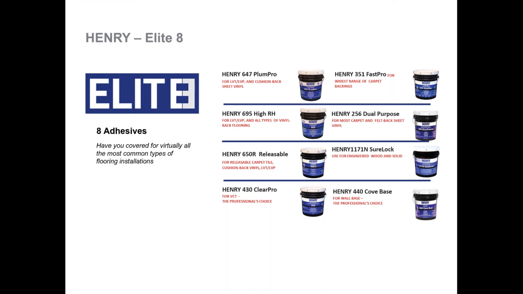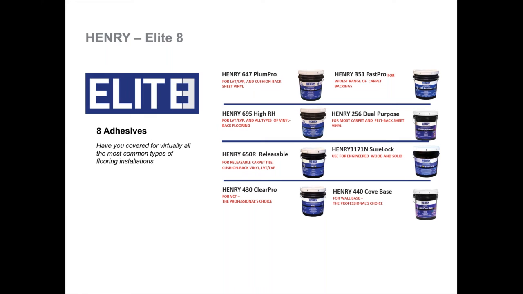Multi-purpose adhesive, 256 for carpet and felt back sheet. Another product that's been around for a lot of years, 351 for carpet. That product's been successful and around for a lot of years. That's our carpet adhesive, waterborne SBR. Henry 430 Clear Pro for VCT. That's also a waterborne SBR adhesive that's had a tremendous track record, been around for a lot of years.